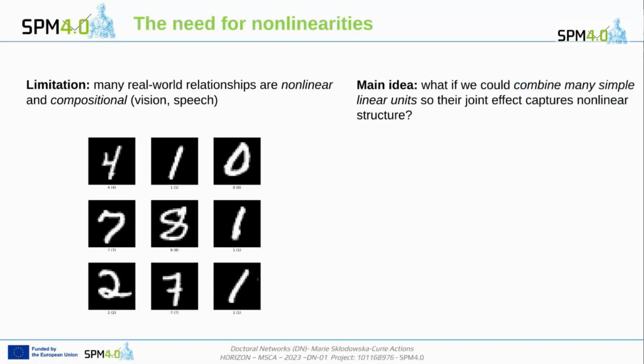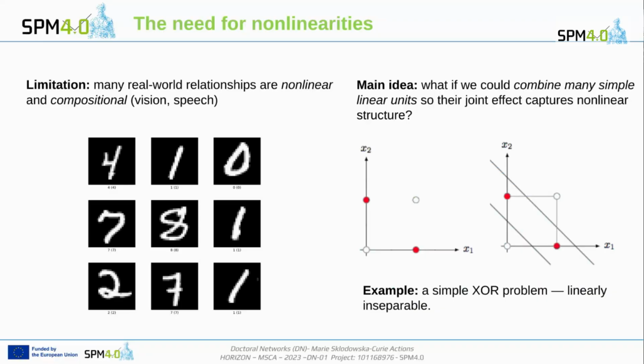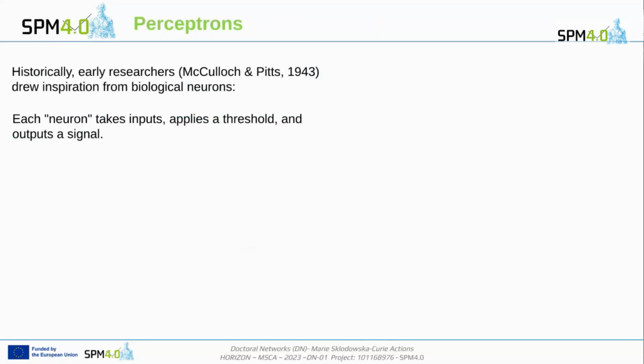So, the main idea of a neural network is to combine many simple units. Let's start with linear units because it's easier. And hopefully this will help with non-linear structures and compositional problems. As yesterday, the simple XOR problem is not solvable with a single linear model, but you need multiple dependencies. Okay, so that was the recap of yesterday, in some sense. Okay, so let's go into the perceptron and neurons and MLPs.